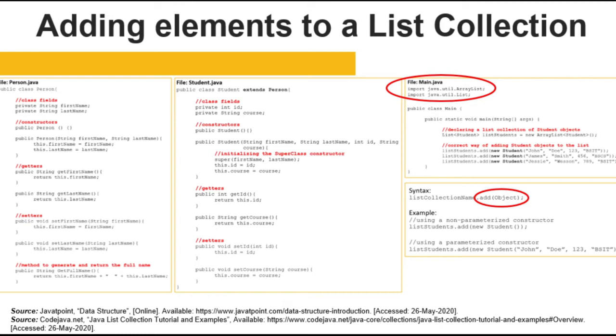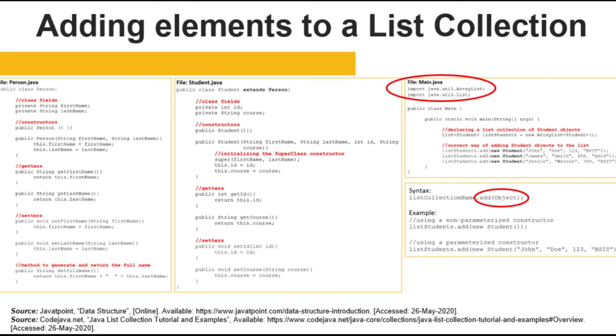We use the extends keyword in order to implement inheritance. ID and course are the class fields of the student class. It also has a non-parameterized constructor, and a parameterized constructor that initializes not only the ID and course, but also the first name and last name as defined in its superclass, which is the person class, using the super keyword. The student class also has getters and setters.